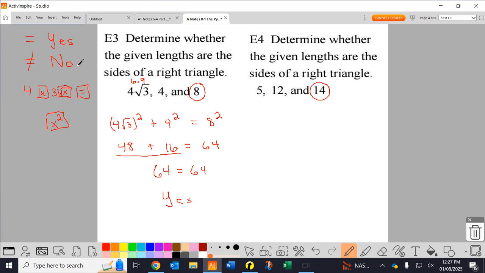Some of y'all are doing the next one. Okay, here we go. 5 squared plus 12 squared equals 14 squared. The biggest number, the one with the greatest value, always has to go last.